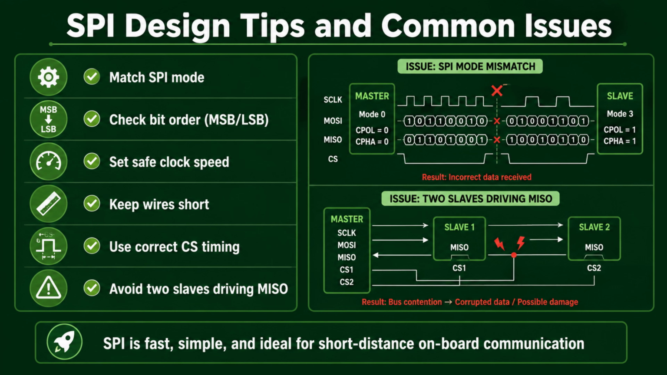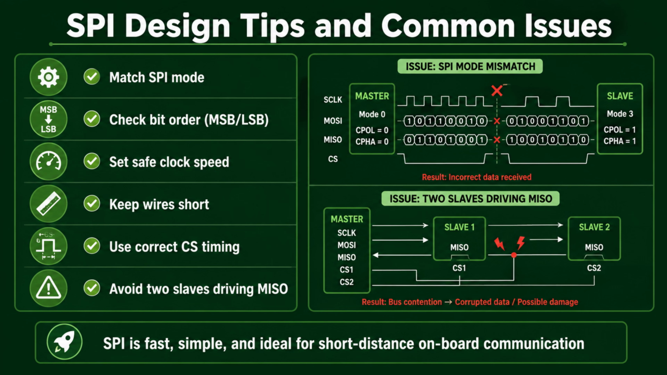First, confirm that the master and slave use the same SPI mode. A polarity or phase mismatch usually produces shifted or completely incorrect data. Second, verify the bit order. Most SPI devices transfer the most significant bit first, but some devices support least significant bit first. Use a clock frequency that is supported by the slave. A device may work at a low speed but fail when the clock is increased.